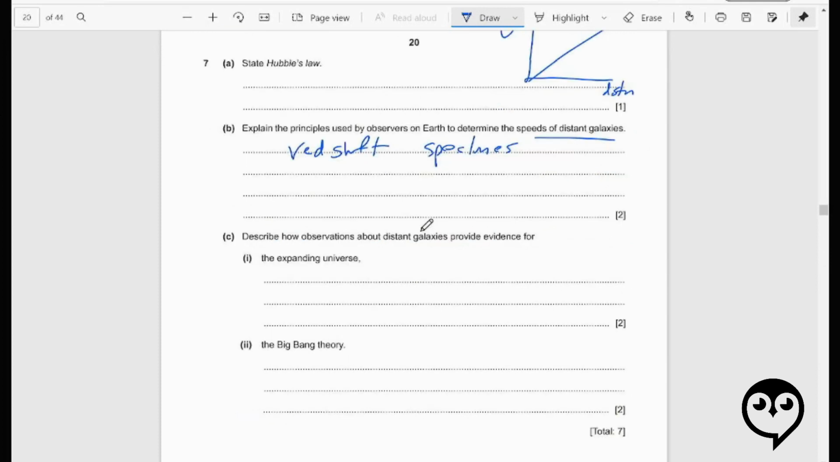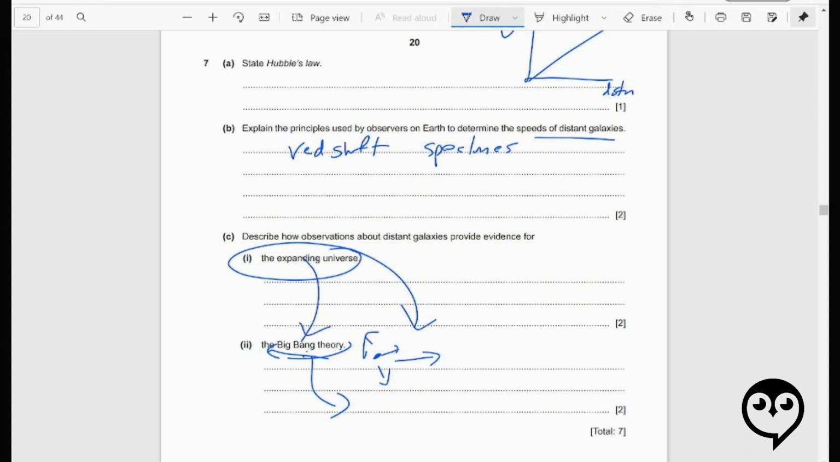All right, and then moving on, how does this explain the Big Bang Theory? The Big Bang Theory is the idea that we started from a single point and the universe expanded outward. Well, if we see that in all directions these galaxies are moving away, and the universe is expanding, then that's evidence of the Big Bang Theory. These are kind of the same thing. This actually helps prove the Big Bang Theory, but they want to know how the distance of galaxies provides evidence.